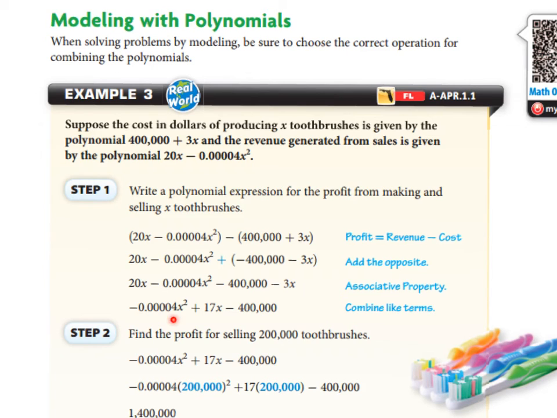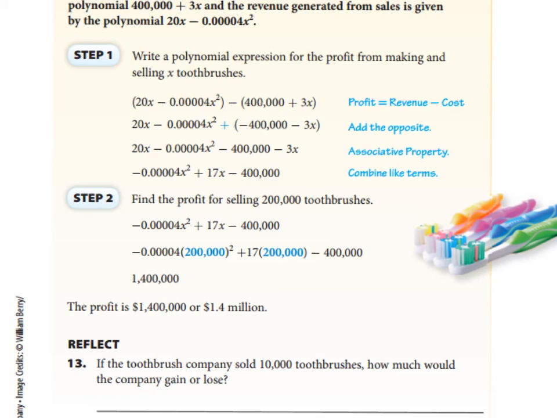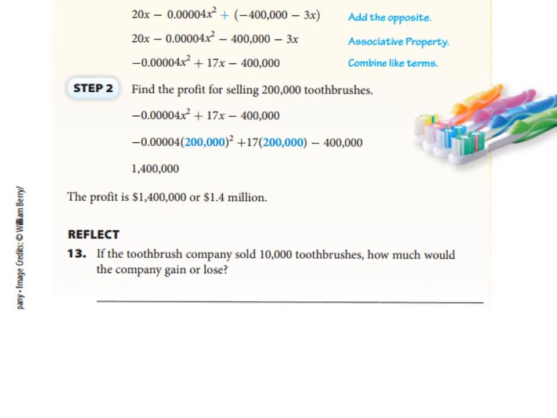So then they took this expression and they replaced the X with 200,000 to see what that profit would be. And the profit was 1.4 million for those toothbrushes. So 13 is asking us to take the same profit line, but this time to replace it with 10,000. So go ahead and do that, and remember you are using this line right here. And then unpause the video when you're ready to check.